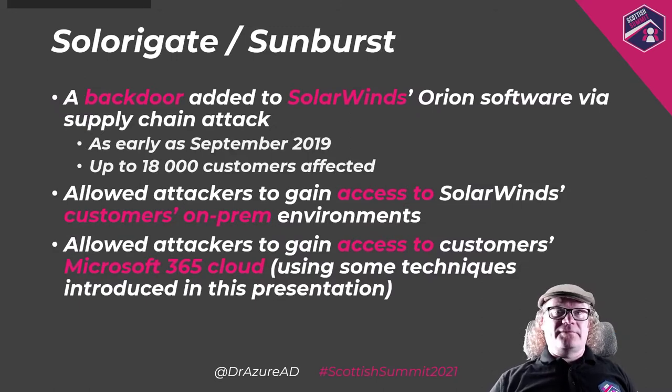Why is this whole on-prem thing so important nowadays? At the end of 2020, we heard about a thing called SolarGate or Sunburst. What is it? It's a backdoor which was added to SolarWinds Orion software, which is network monitoring software, by a supply chain attack. That way the backdoor was spread to at least 18,000 customers, and that allowed attackers to gain access to SolarWinds customers' on-prem environments. And via the on-prem environment, they were able to get access to customers' cloud also. I'm going to show you some of those techniques today in this presentation.